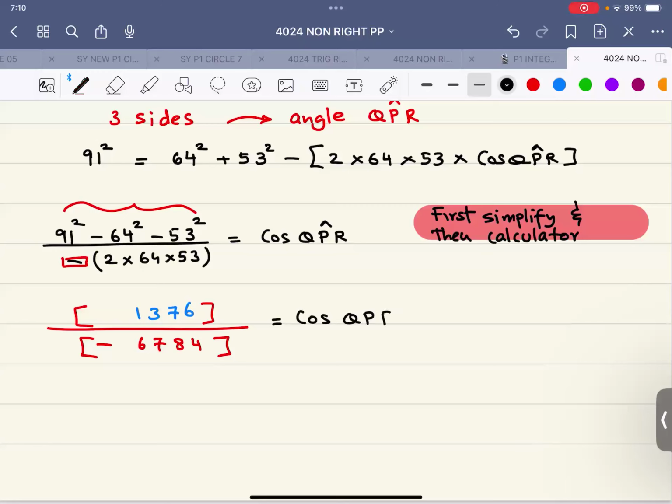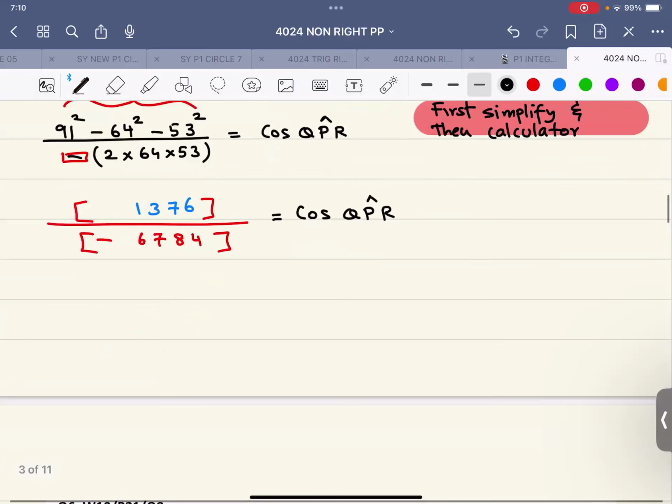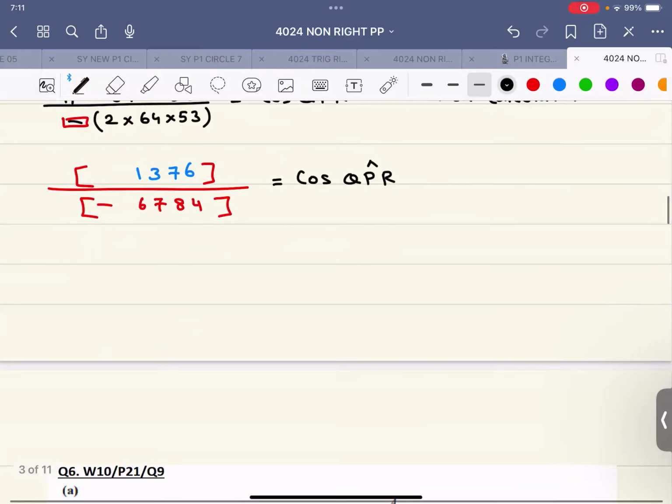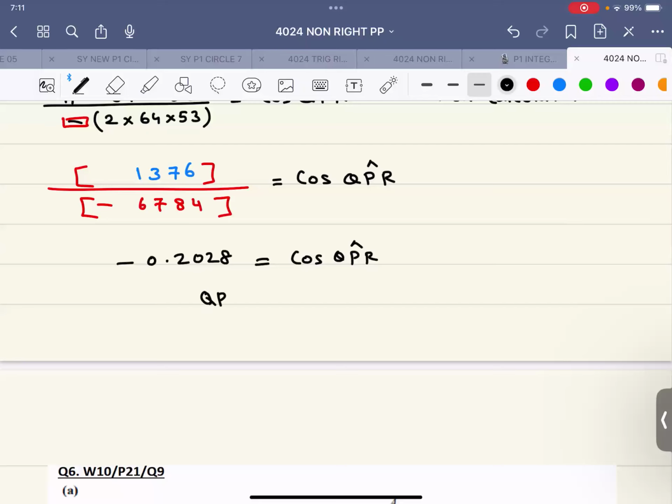So this equals cosine of QPR. Let's divide 1376 by 6784. This comes out to be negative 0.2028, equal to cosine of QPR. Therefore, QPR, let me write it properly: this is Q, this is P, this is R, is cosine inverse of negative 0.2028.